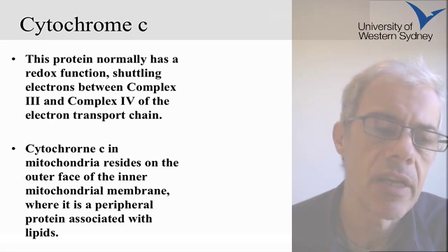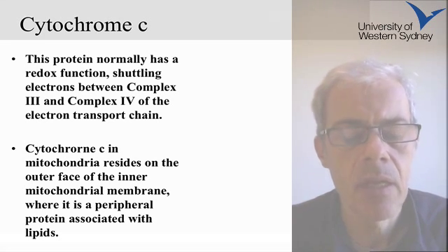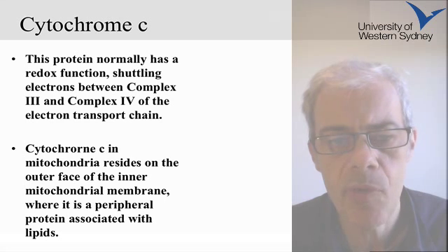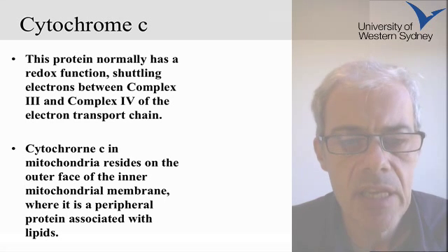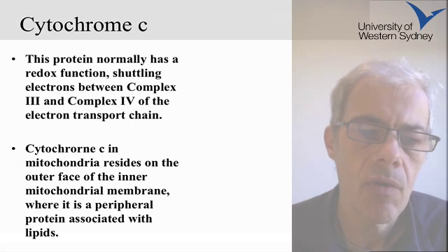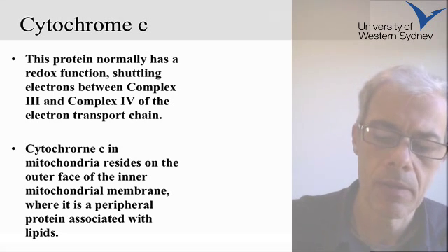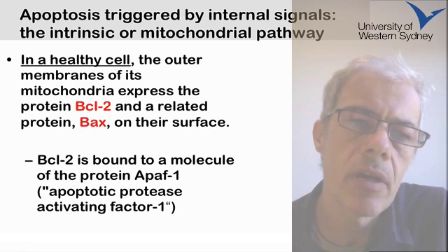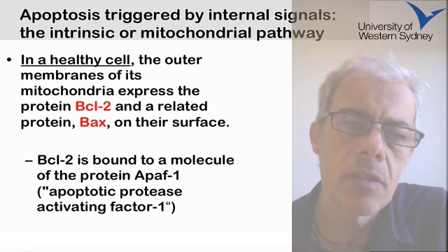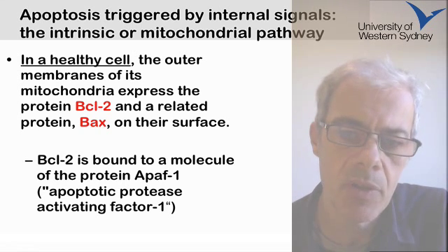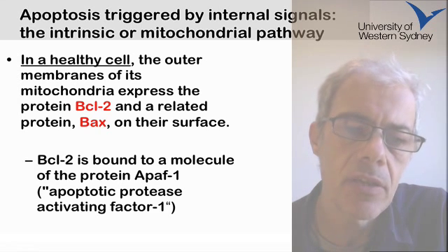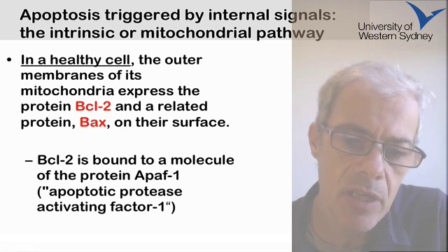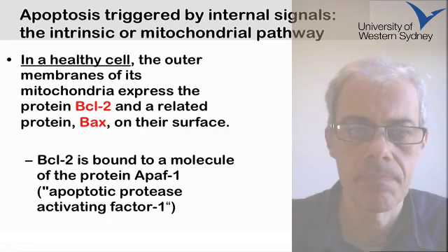So it's normally involved in shuttling electrons through the electron transport chain. Cytochrome C is not an integral membrane protein, but it's loosely associated with the membrane. And cytochrome C resides in the outer face of the inner mitochondrial membrane, so that it can be released. So in a healthy mitochondria, the outer membrane contains the BCL2 protein and the Bax protein on their surface. And the BCL2 protein is bound to APAF1, which is an apoptotic protease activating factor.